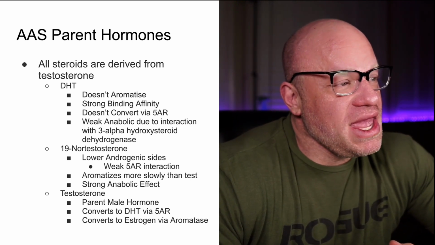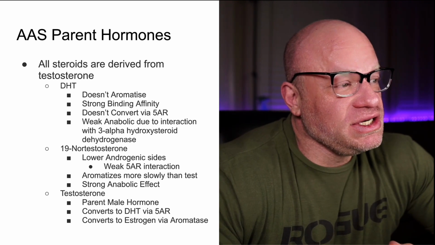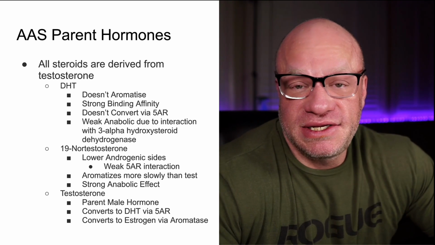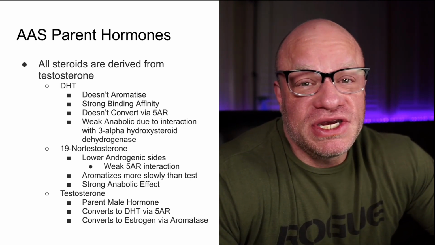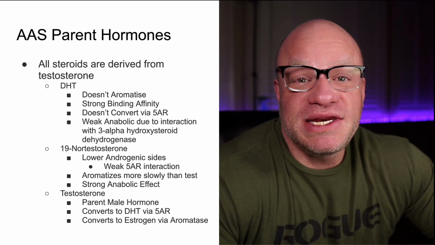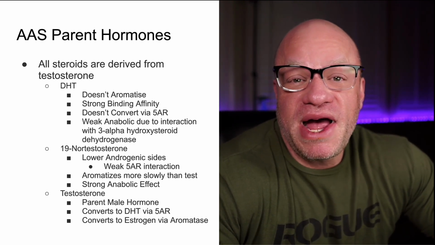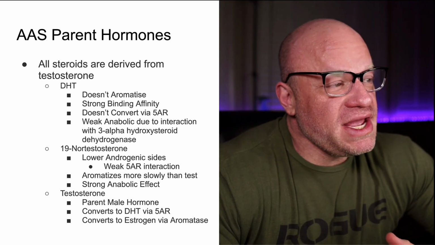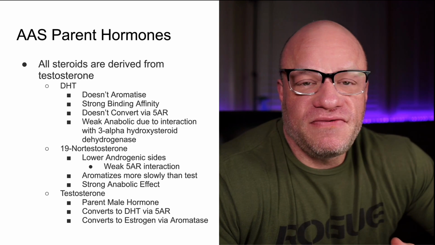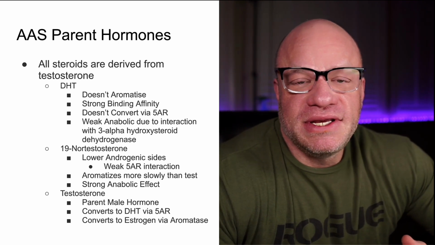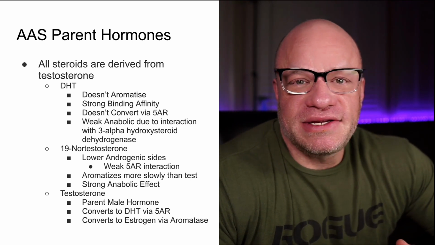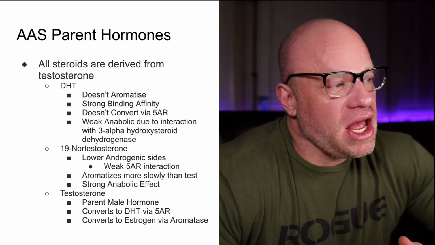They have a weak anabolic interaction due to the 3-alpha hydroxysteroid dehydrogenase. Now, there are modifications of the molecule that do this. So, straight DHT is not very anabolic, even though it binds strongly. We have 19-nor testosterone. For those of you that are laymen, that would be DECA. Everybody calls it DECA. It's really nandrolone.